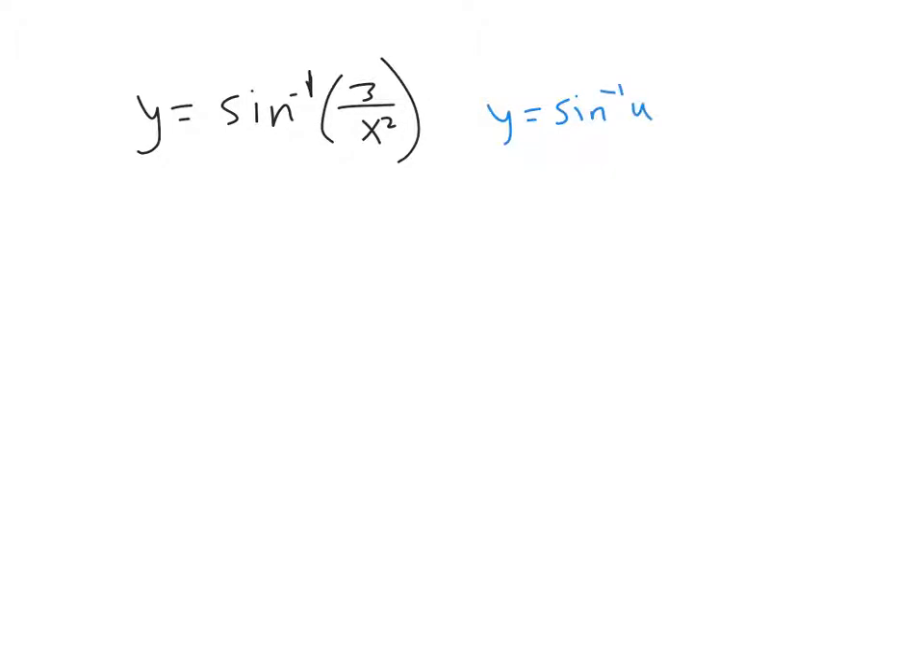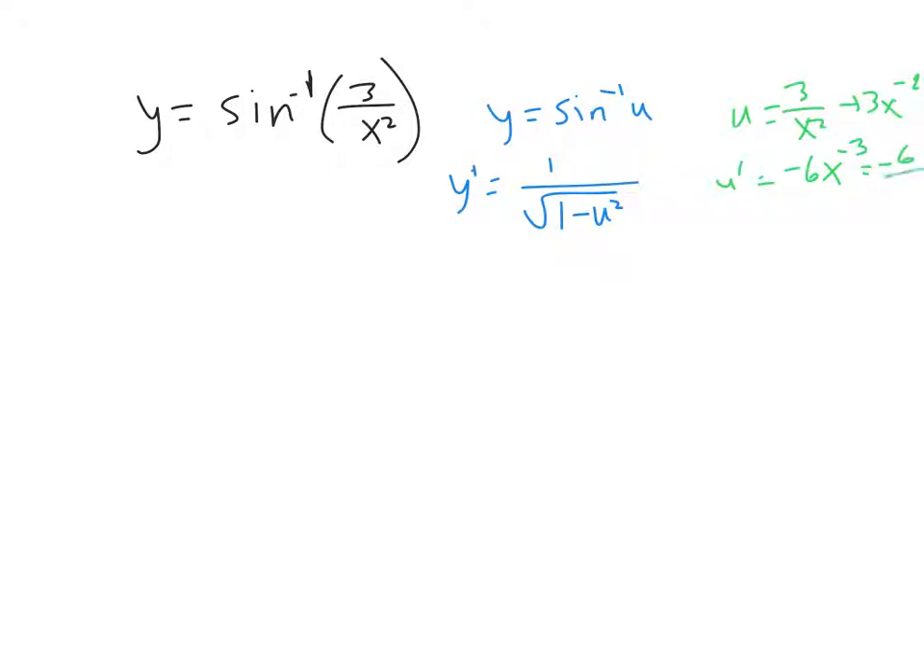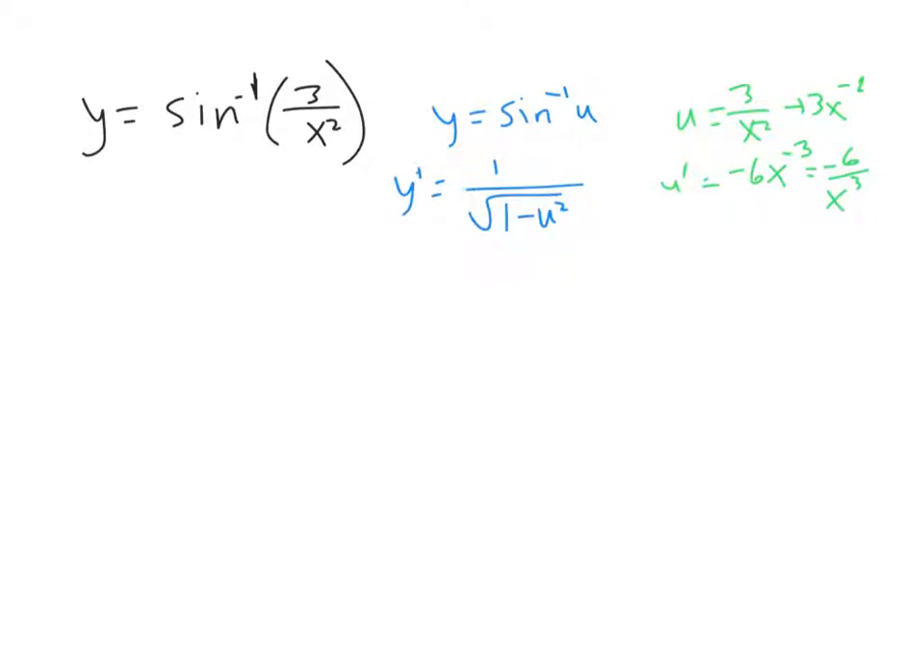Sine inverse of u, and my u is 3 over x squared, which I'm going to rewrite as 3x to the negative second. Okay, so I've got y prime is 1 over radical 1 minus u squared, no negative this time, and my u prime is a negative 6x to the negative third, which is negative 6 over x to the positive third. So let's put that together.